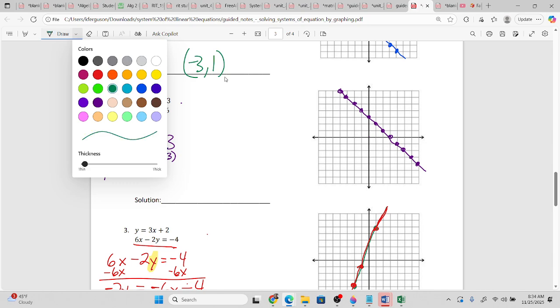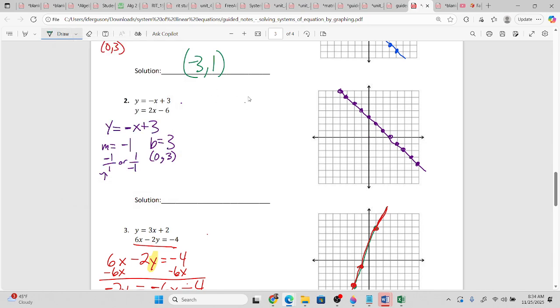And then let's get the second one. So we've got y equals 2x minus 6. What's the slope for that one? It's 2. And then what's the y-intercept? -6. So that tells me that my first point is 0, -6. So start right here at 0, and then go 1, 2, 3, 4, 5, 6. So that's 0, -6.